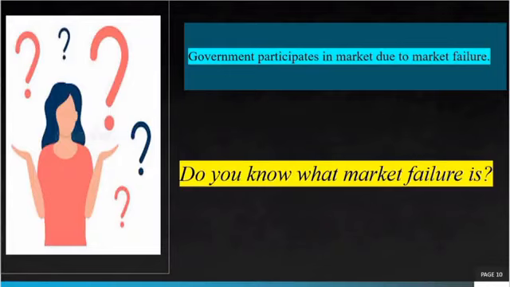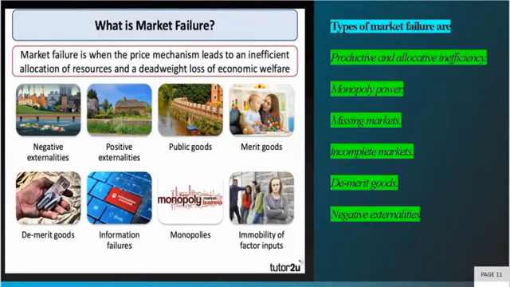Government participates in the market due to market failure. Do you know what market failure is? There are different types of market failures, which are productive and allocative inefficiency, monopoly power, missing markets, incomplete markets, demerit goods, and negative externalities.